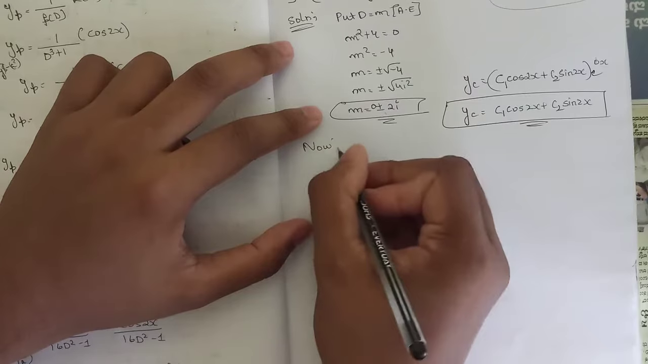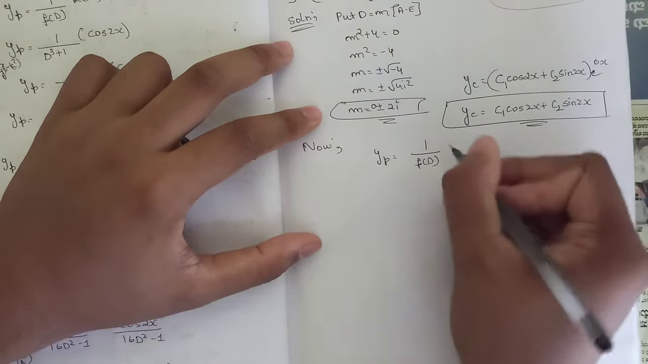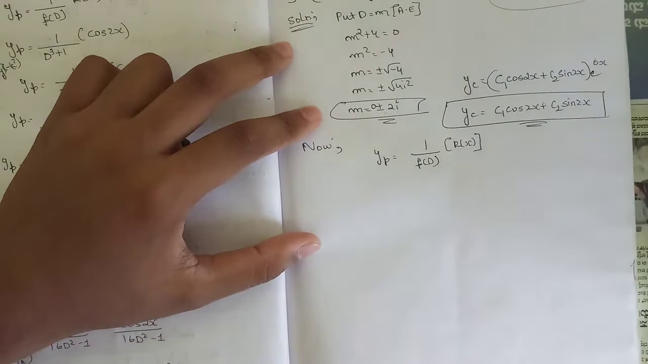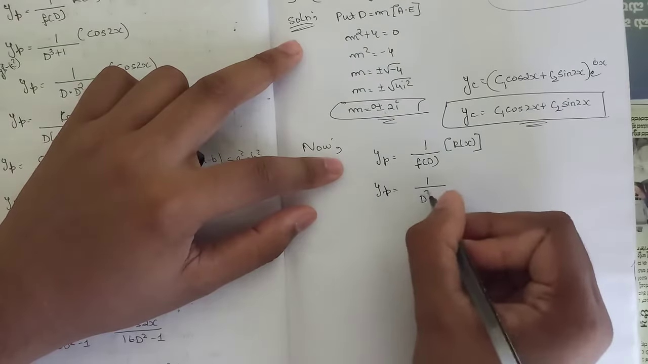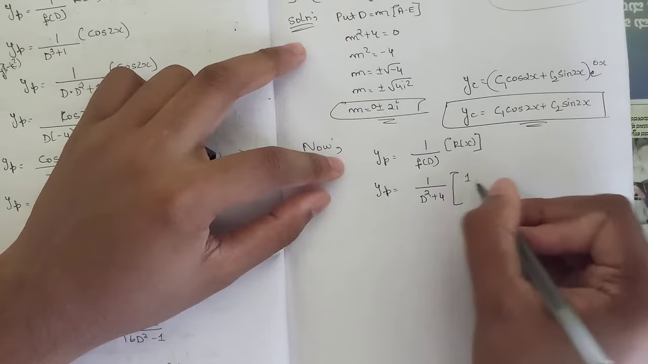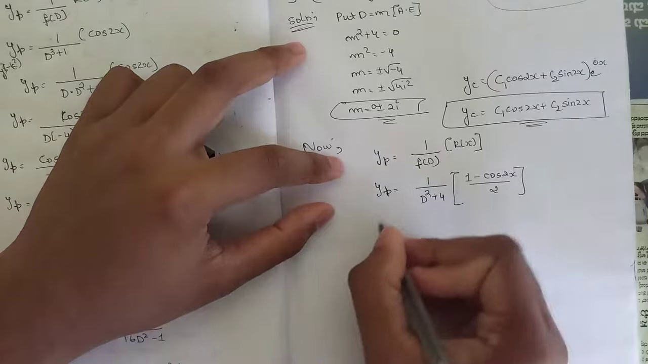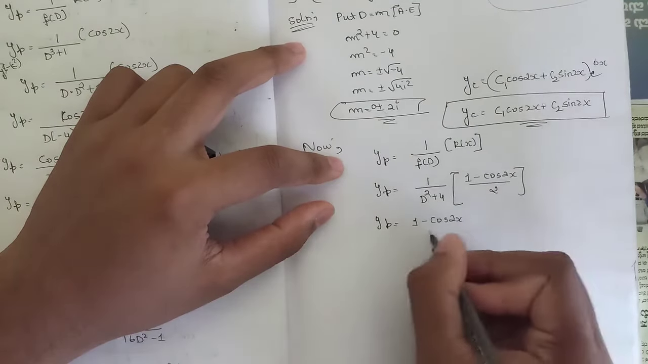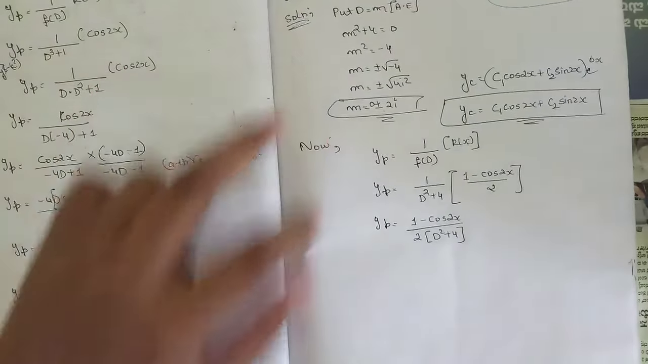So now we need to find the particular integral, that is 1 by f of d into r of x, where we know that r of x we need to write as 1 minus cos 2x by 2. So now yp is equal to 1 by d square plus 4 into 1 minus cos 2x by 2. So now we can write it as yp is equal to 1 minus cos 2x divided by 2 into d square plus 4, right?